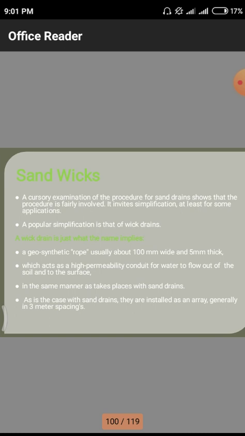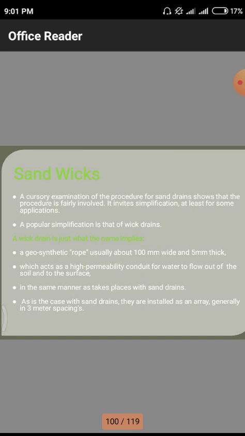Next is sand wicks. How are these sand wicks provided? A cursory examination of the process for sand drains shows the procedure is fairly involved. That means a particular procedure is employed in sand drains to remove the water, and those things are fairly involved. It invites a simplification, at least in some applications, by using density and physical principles, that means gravity and other things. All of this we need to know using different pictorial representations.